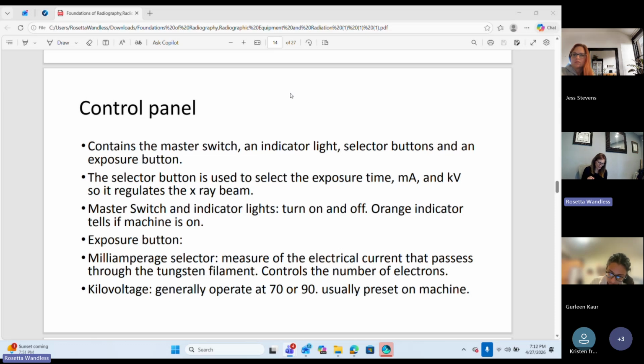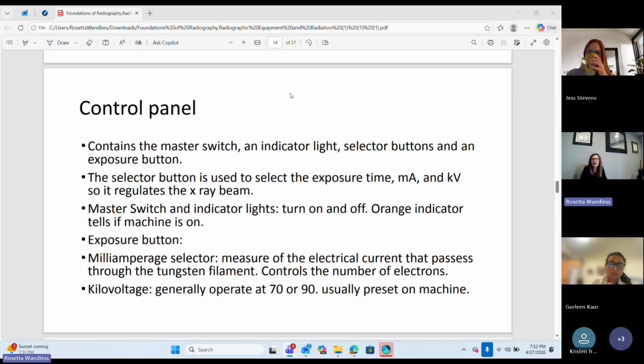So kilovoltage peak, or kVp, is penetrating power in volts, and it is already a preset selection on the machine. Very rarely can we change that. Everything that I just said is going to mean something very shortly, okay? Because you're like, well, if I can't change the kVp, what settings can I change, right? That should be your next logistical question.